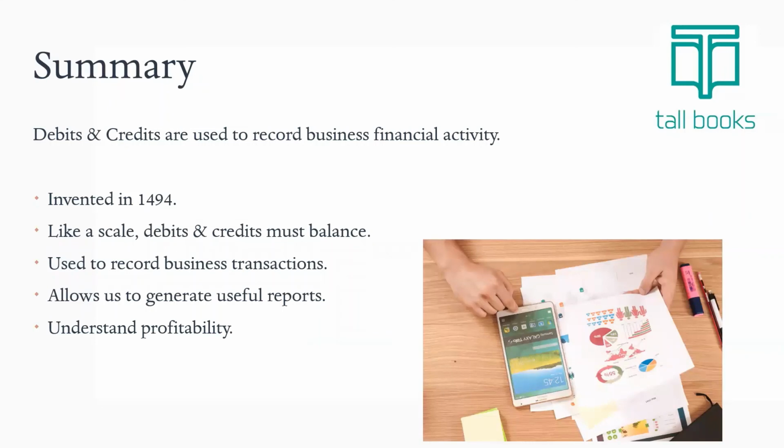So in summary, debits and credits are used to record business financial activity. Remember, this system was invented a long time ago in 1494, and the main rule is that debits and credits must always balance. We use double entry accounting to record business transactions so that we can generate useful reports and understand profitability.